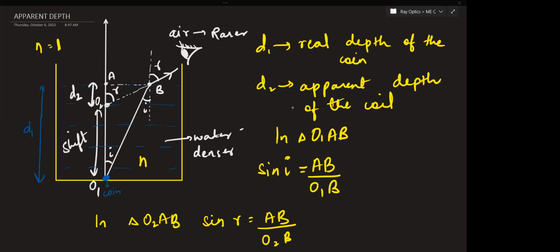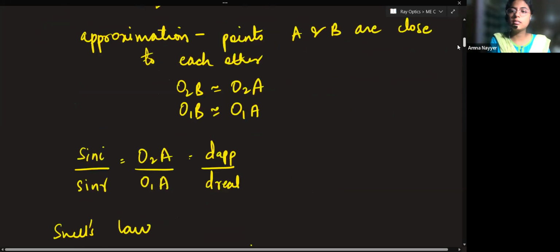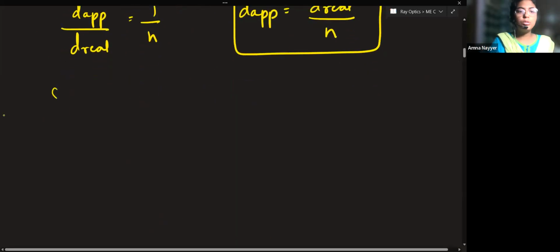Ma'am, D1 minus D2? Exactly. D1 is this complete depth, and the apparent depth was D2. So this gap that is obtained is known as shift, the shift that we are able to observe in the image. So it will be simply D1 minus D2. Understood? Sarah and the rest of the students. So shift will be simply D1 minus D2.